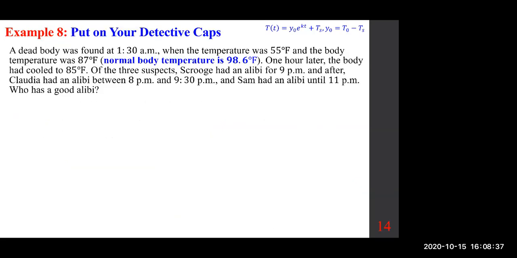Can somebody read this question for us, please? Anybody feels like reading this? I can read it, Professor.